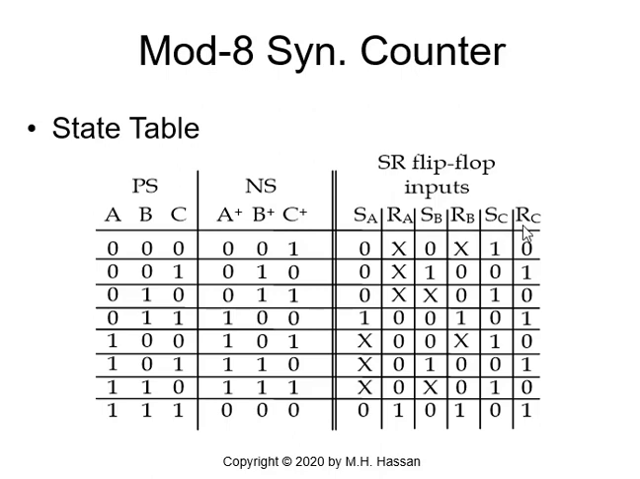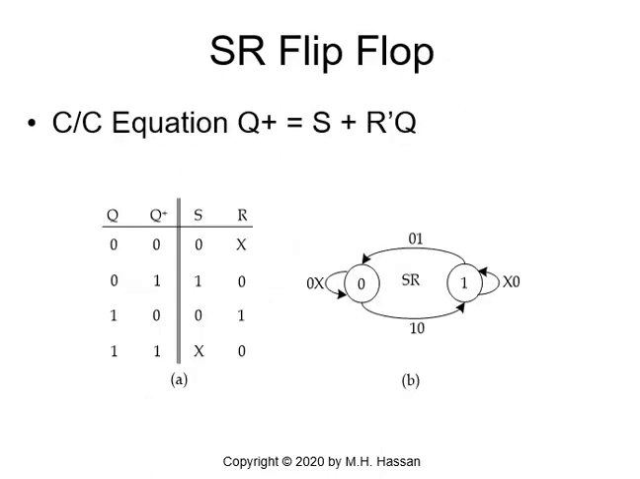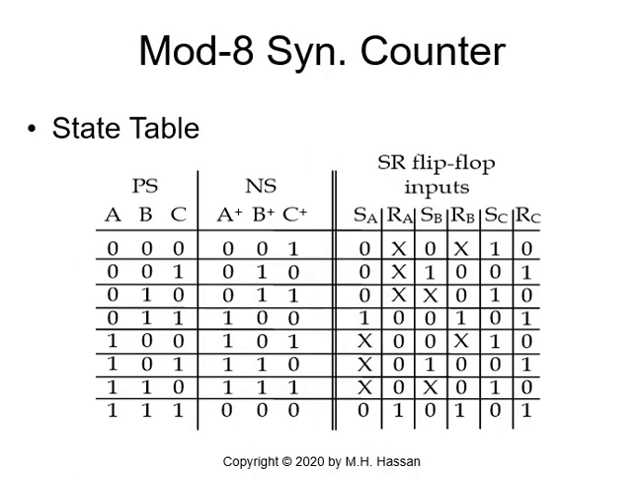To do that, we go to the excitation requirements table we just reviewed. We look at the column A and A plus, 0 to 0. If we are staying at the same state, what do we need? We need S 0 and R don't care. So SA will be 0 and RA will be don't care. The same thing when we work with 0 to 0, 0 don't care.